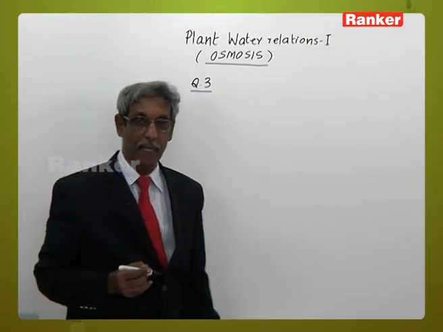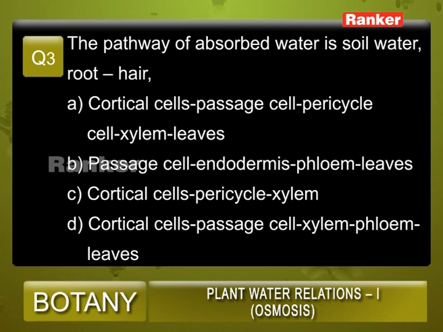We go to question number 3. The pathway of absorbed water is soil water, root hair, and the choices are: A, cortical cells, passage cell, pericycle cell, xylem, leaves. B, passage cell, endodermis, phloem, leaves. C, cortical cells, pericycle, xylem. D, cortical cells, passage cell, xylem, phloem and leaves.